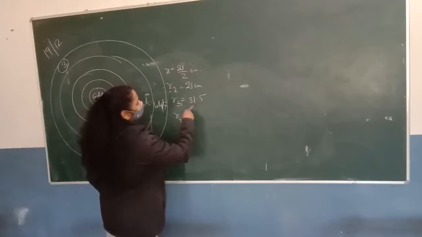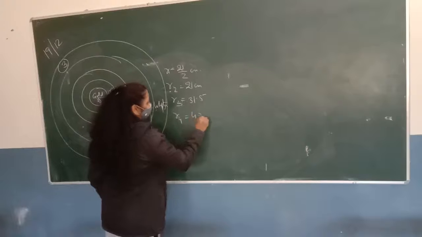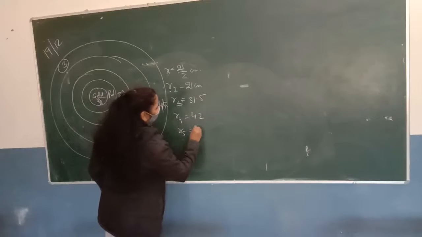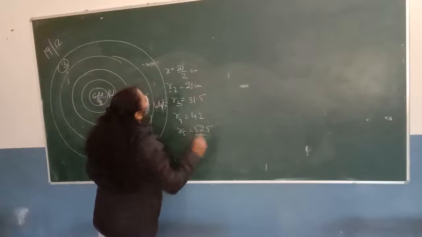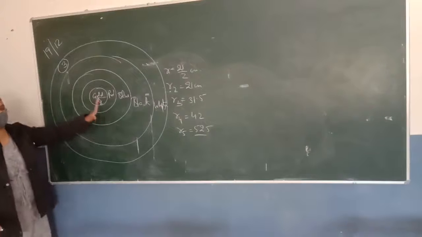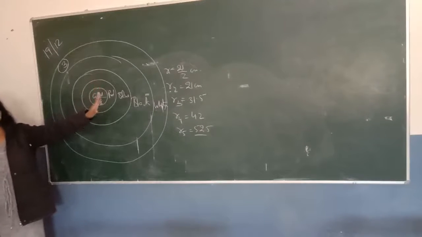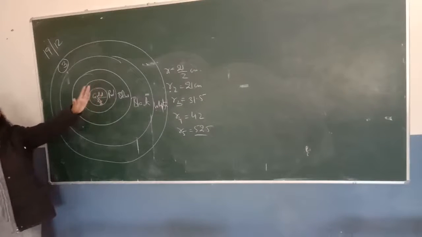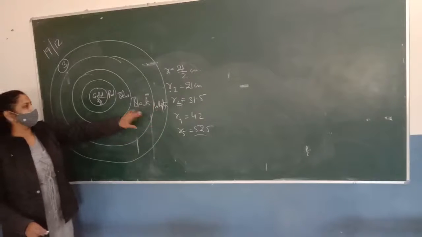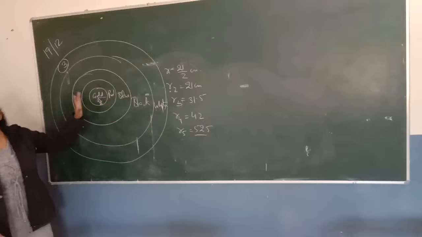Now 42. And for the R5, it will be 52.5. Okay. So these are the radii of these circles. Now you have to find the areas of different concentric circles, like the area of the white portion, area of the black portion, area of the blue portion, and the red and the gold.